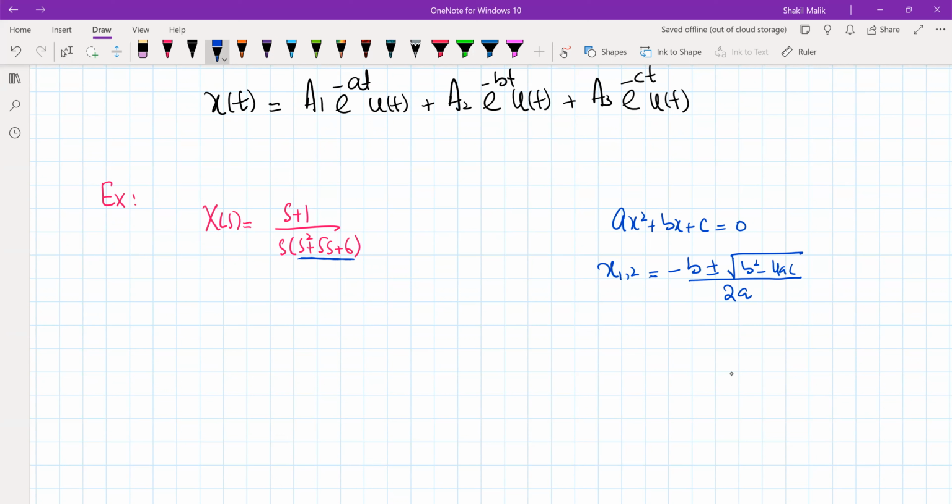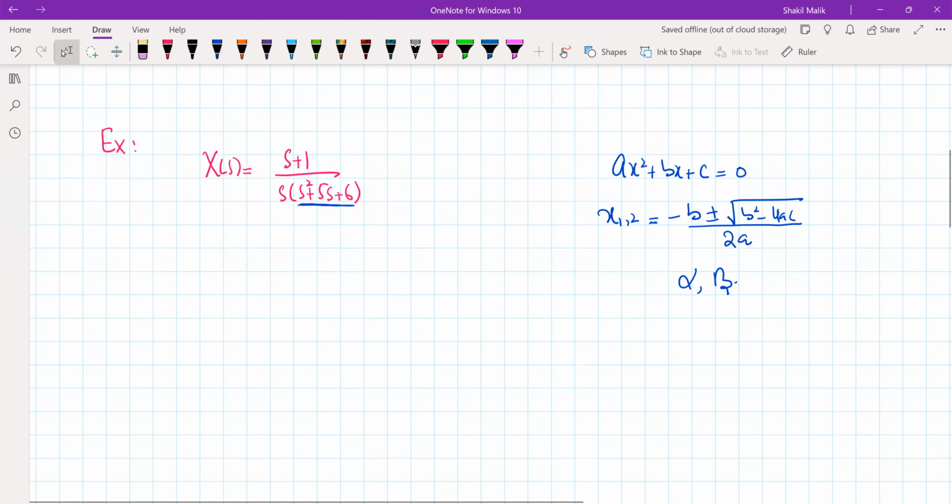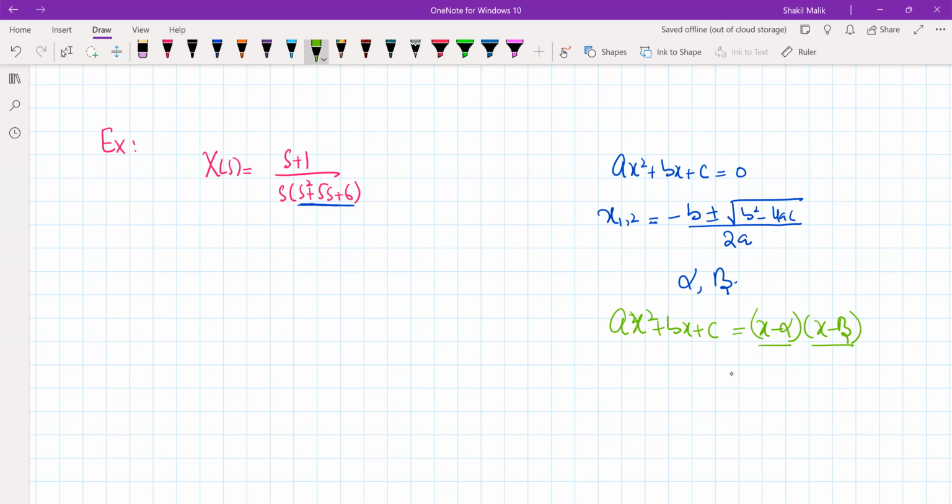Right? And let's suppose the roots of this general second order polynomial equation are alpha and beta. Then what we can do is write ax square plus bx plus c simply as x minus alpha and x minus beta, as a product of these. So we have a quadratic term here. How do I express it in this form?